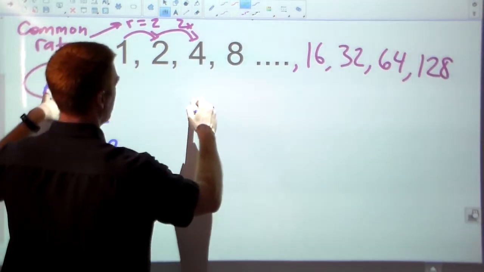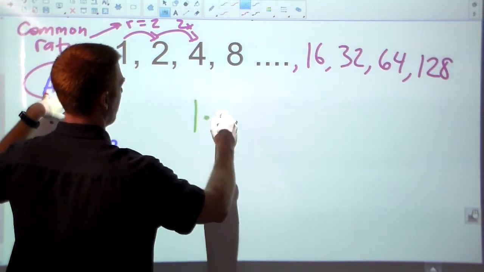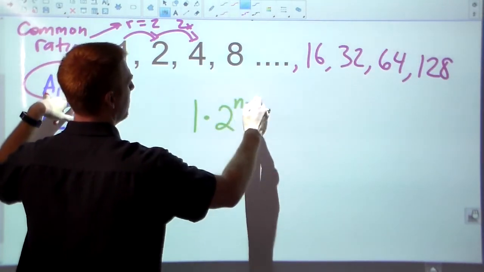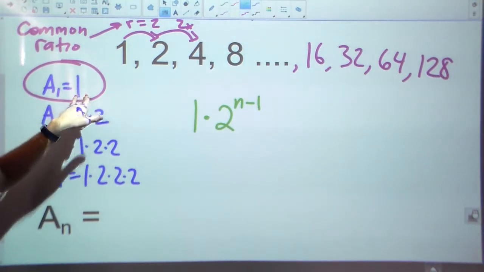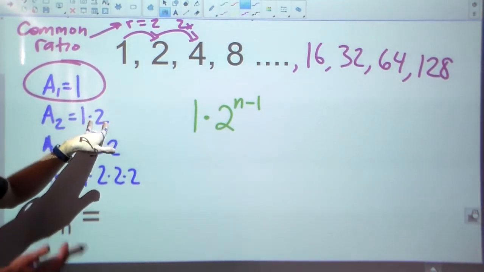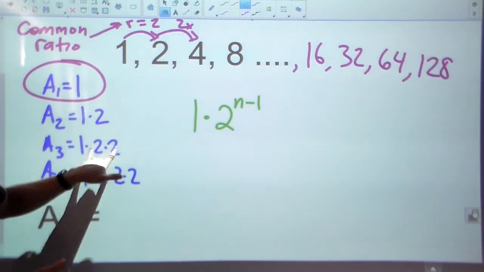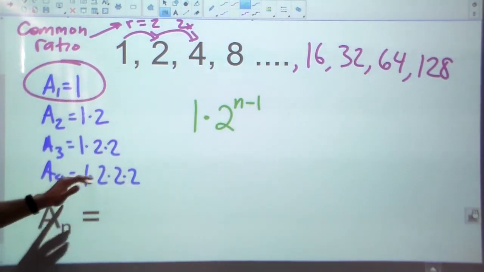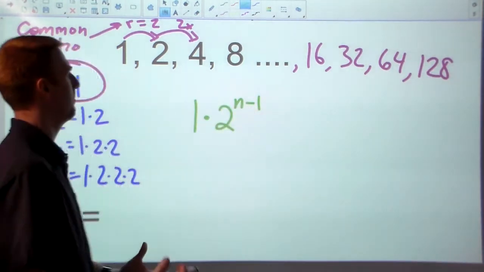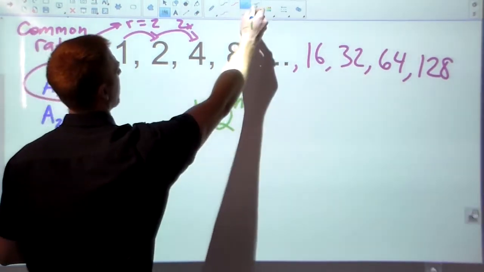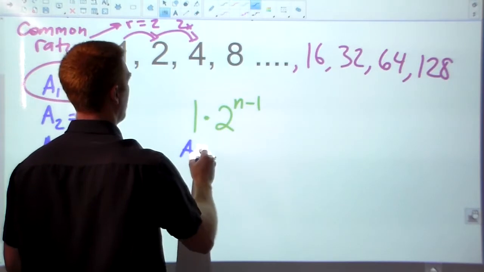So I'm taking 1 each time, and I'm multiplying it by 2 to the n minus 1, because in the first term there is no times 2. In the second term it's 2 to the first, 2 squared, 2 cubed. It's always 1 less, or 2 to a power less than the term you're on. So n minus 1 there, following the same pattern as before. And let's look at where these pieces show up.